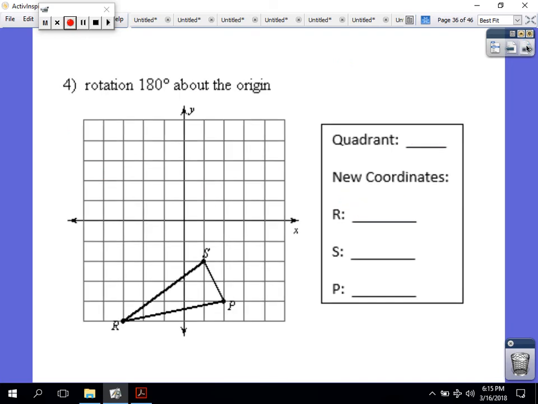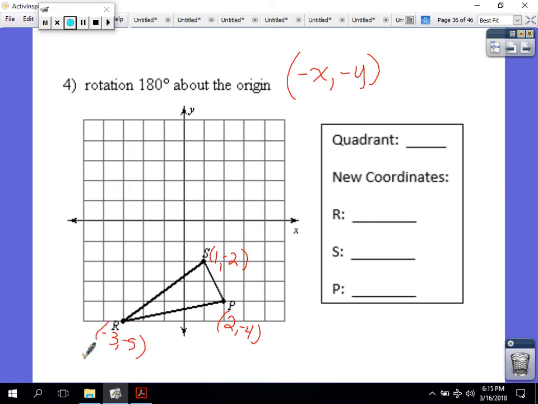All right. Number 4, 180 degrees. This one's my favorite. So 180 degrees, that rule is the easiest. Opposite x, opposite y. Write your rule every time on your paper. All right, so I'm going to give you the original coordinates. So S is at 1, negative 2. P is at 2, negative 4. And R is at negative 3, negative 5.